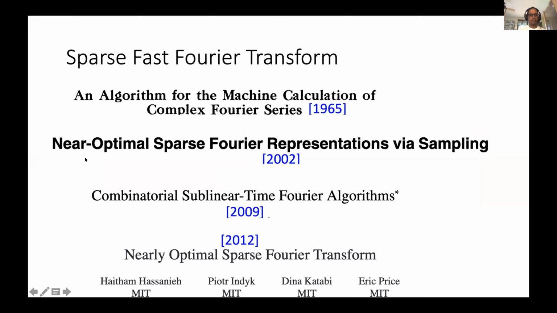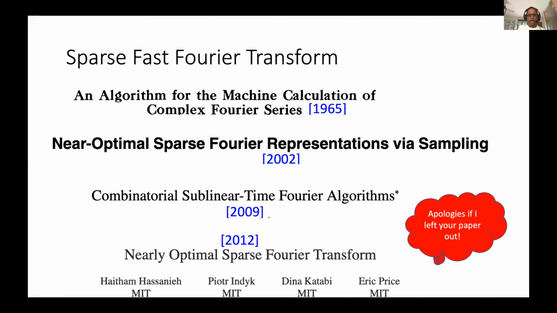We notice there are two papers with nearly optimal sparse Fourier transforms in them. In the case of Gilbert et al., nearly optimal means polynomial in k log n. In the case of Hassanieh et al., nearly optimal means linear in k times polylog n. And that has been improved in future works beyond that. I'm not an expert in this area, so I apologize if I left your paper out. I'm going to do quite a bit of that in the next few slides, actually.